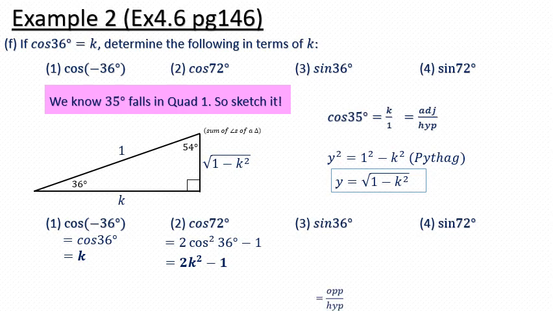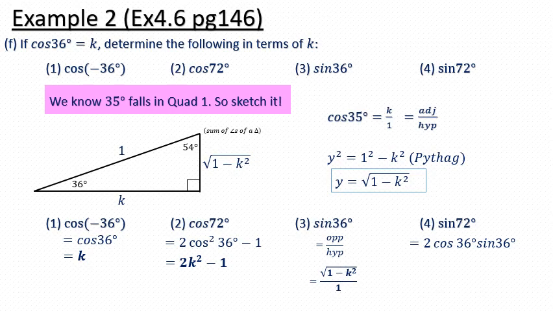Number 3, sine of 36 will lead us back to our diagram where we need to consider SOHCAHTOA. Start at the 36 degrees, see that the square root of 1 minus k squared is the opposite value, and over the hypotenuse value is a 1. That is perfectly fine as your final answer, but obviously we can easily drop that 1 because anything divided by 1 will stay itself. So that's what I'm going to do in the next question.